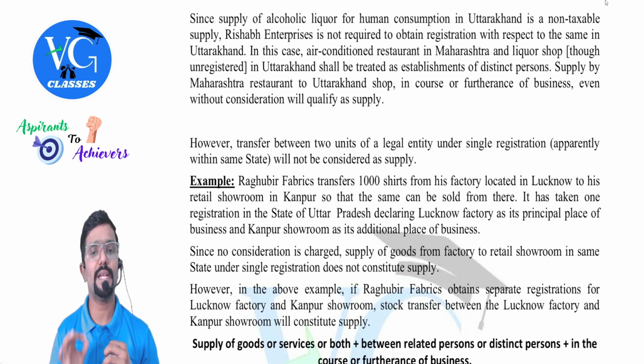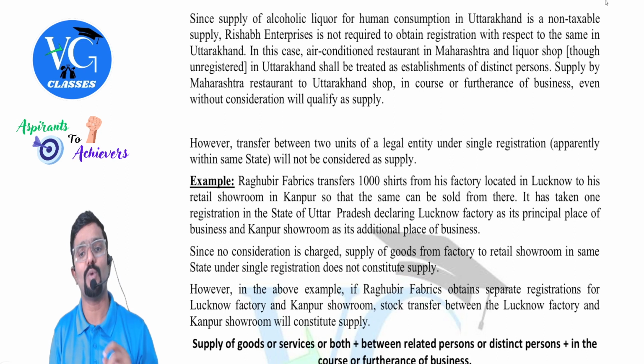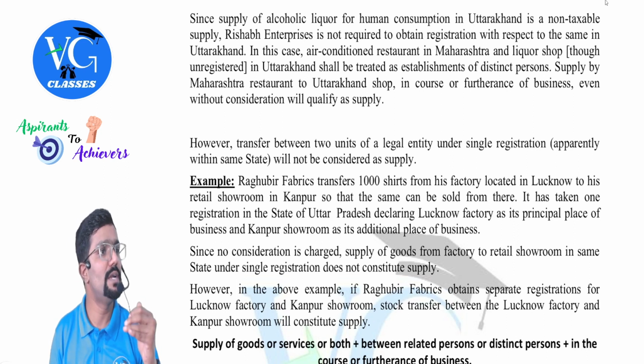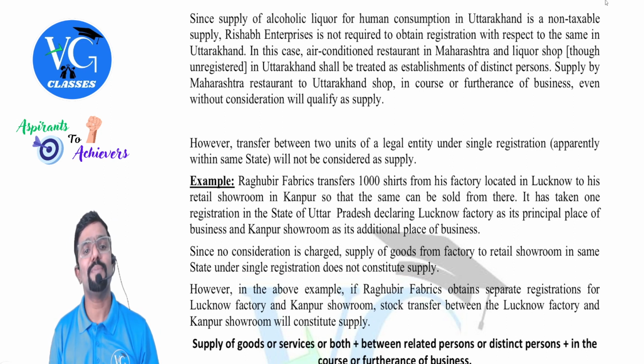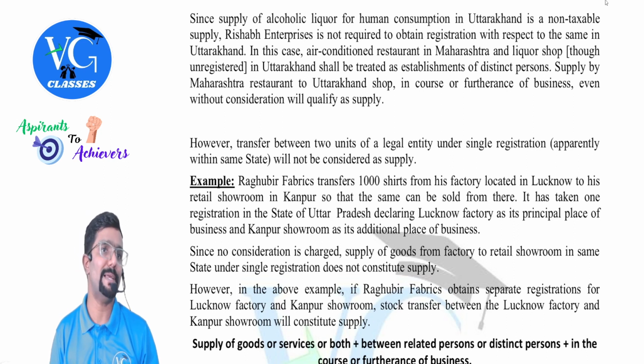In this case, the air-conditioned restaurant in Maharashtra and the liquor shop, though unregistered, in Uttarakhand shall be treated as what? Establishment of distinct person. Supply by the Maharashtra restaurant to the Uttarakhand shop in the course or furtherance of business, even without consideration, will be a supply, guys.